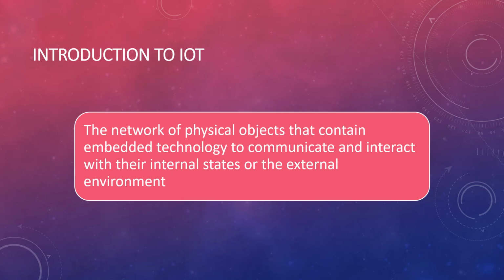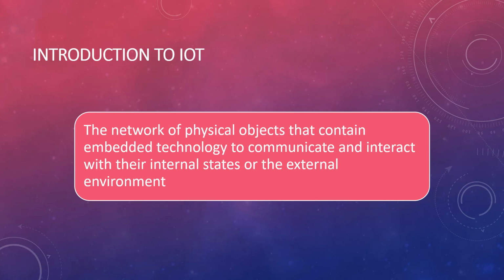Let's go to the introduction. The Internet of Things is a transformative concept where everyday physical objects are connected to the internet, enabling them to collect, share, and act on data without human intervention. This interconnected network of devices, often referred to as smart devices, forms a complex ecosystem that allows for unprecedented level of automation, efficiency, and insight.